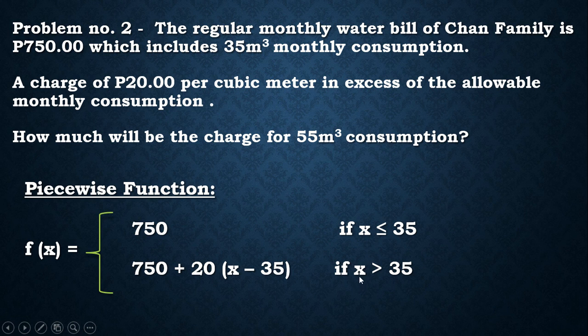If they exceed the 35 cubic meters, or x is greater than 35 cubic meters, this will be the solution. Now, which of these two sub-functions are we going to use? Since our problem is how much will be the charge for 55 cubic meters, 55 is greater than 35. x will be substituted by 55, that is greater than 35. So this is the solution that we are going to use. Let's proceed to the solution.